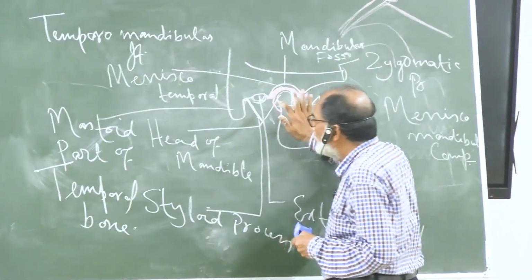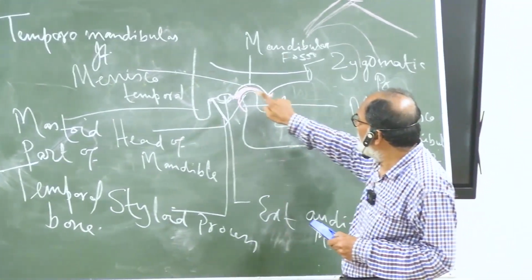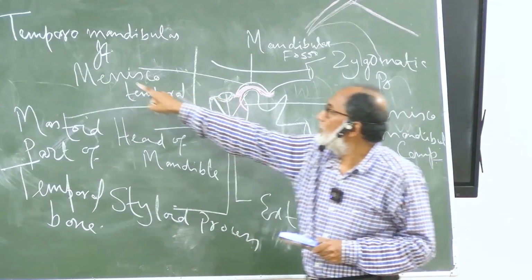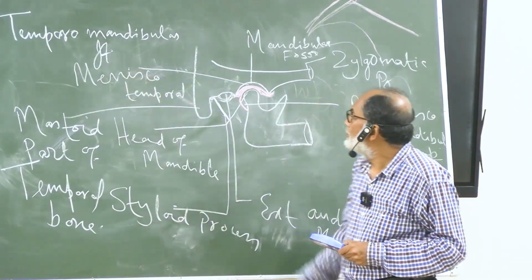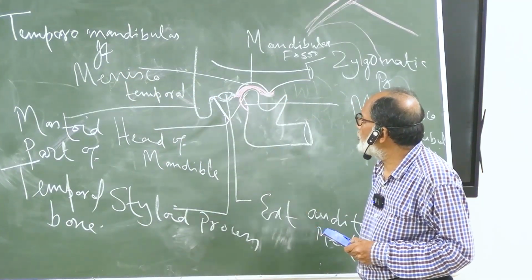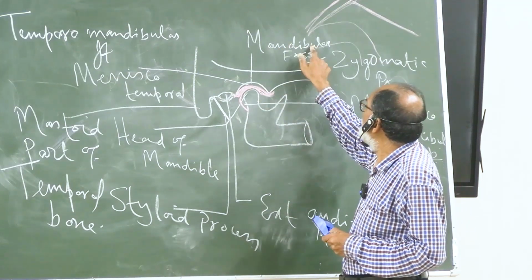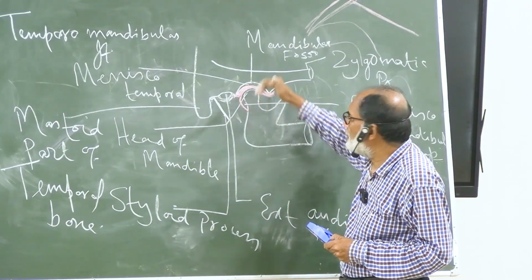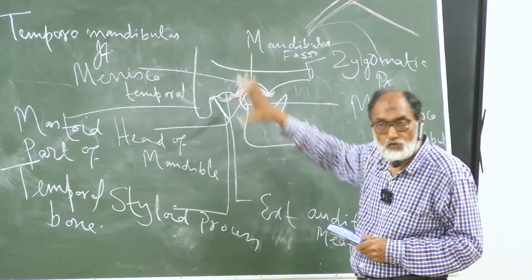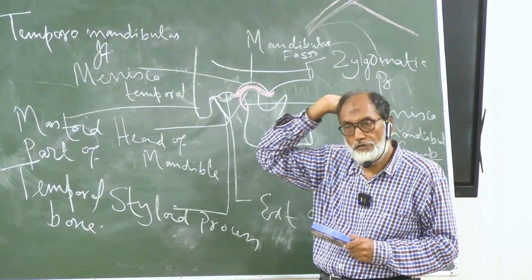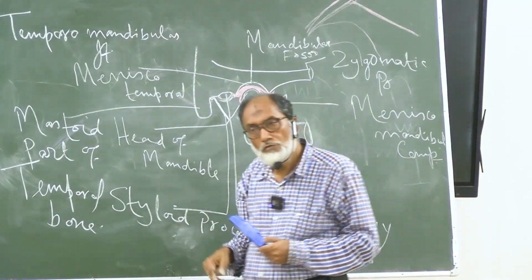This is called head of the mandible. So the head of the mandible, and this part is known as, what is that? Mandibular fossa. So between the mandibular fossa and head of the mandible, these two bones are taking part in the formation of this joint. Sit down.